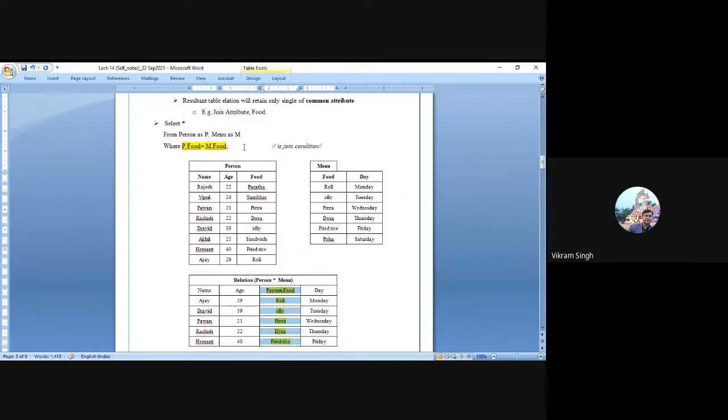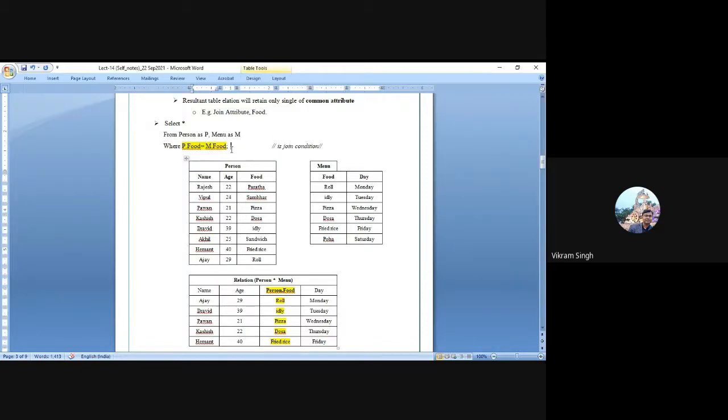So typically for equi-join, you need to write a query like select star from person as P. So we have given an alias: we have created an alias of the person table as P and the menu table as M. And then we have added a condition which says P dot food equals M dot food. So you can always perform a comparison between these two attributes of these two different tables. In the case of natural join, you do not need to mention this additional condition, which is the condition for equi-join.